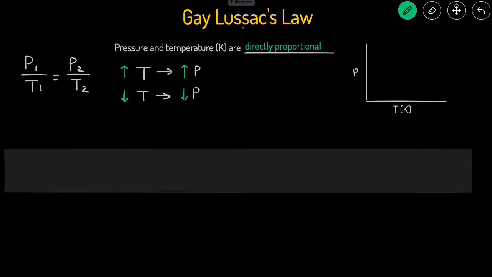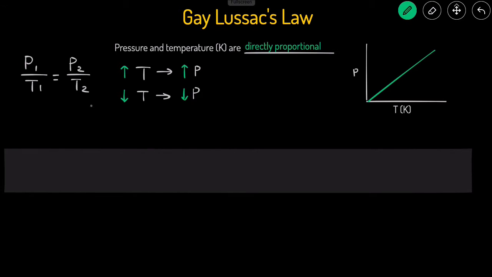The equation that's associated with Gay-Lussac's law is pressure 1 divided by temperature 1, again in degrees Kelvin, equals pressure 2 divided by temperature 2. And the graph for this looks like this. You have pressure typically on the y-axis, temperature in degrees Kelvin on the x-axis, and since they're directly proportional, it will just be linearly related: as the temperature increases, the pressure increases.